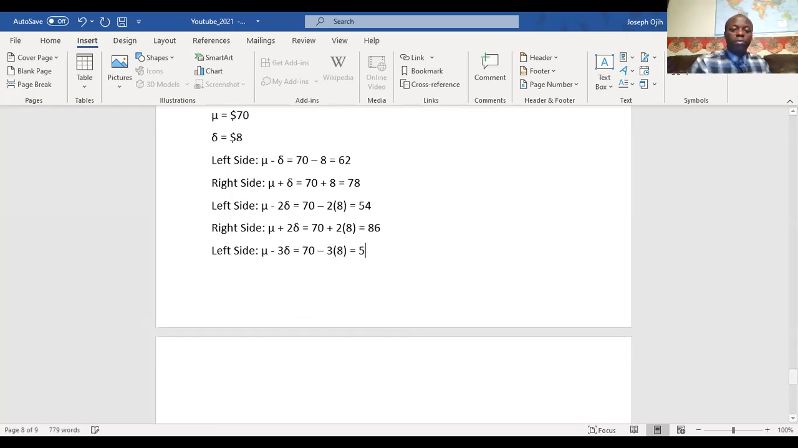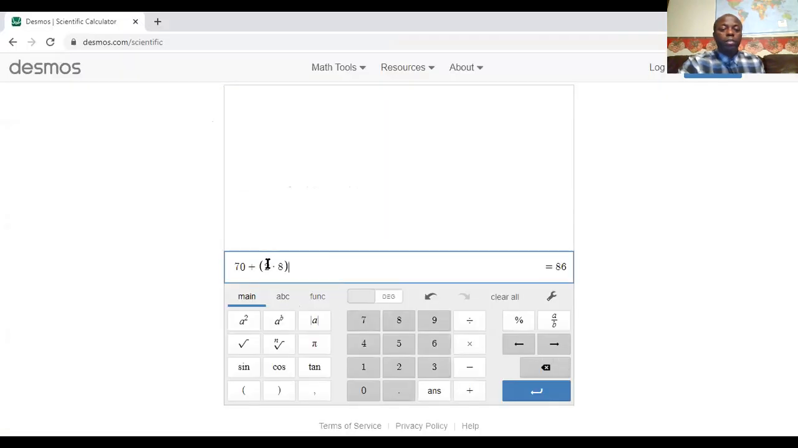Let's see what it will give us. So I'm gonna have 70 minus 3 times 8. Taking you to decimals, we have it here. Change this to minus sign, 3 standard deviations. That gives me 46. And if you change this to plus sign, that gives me 94.